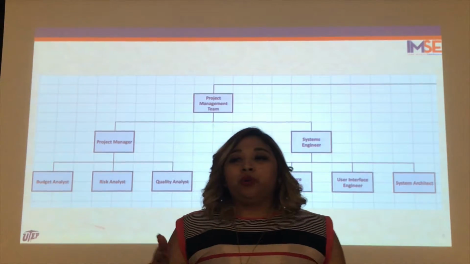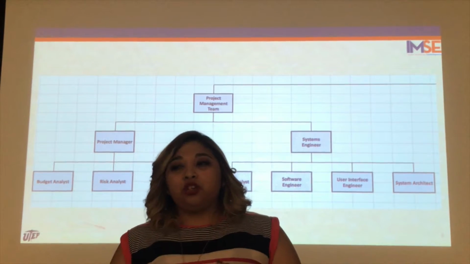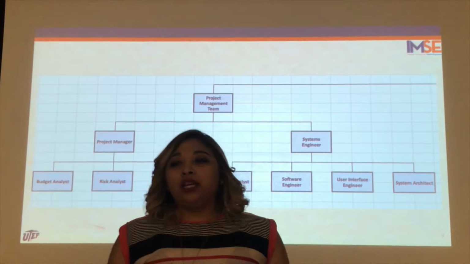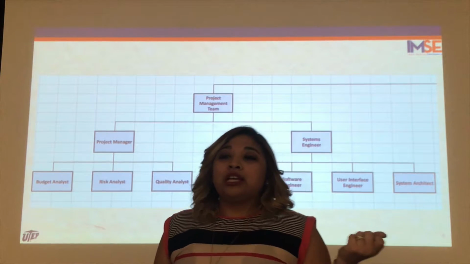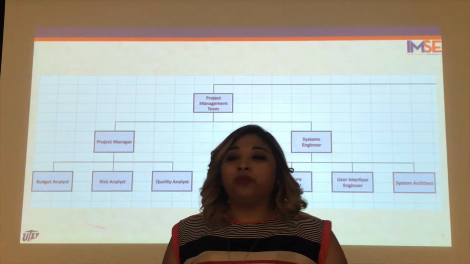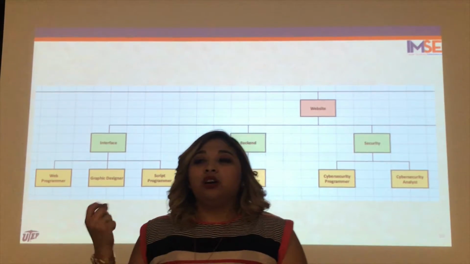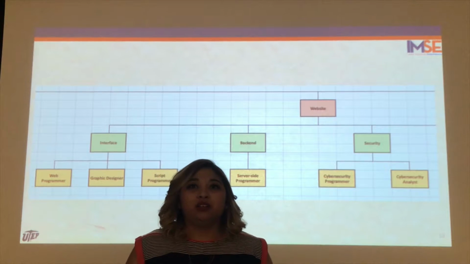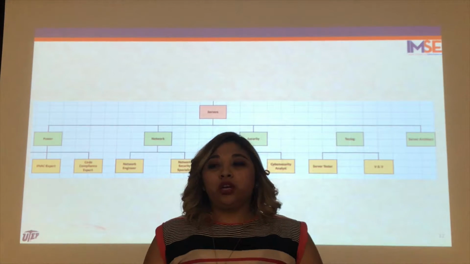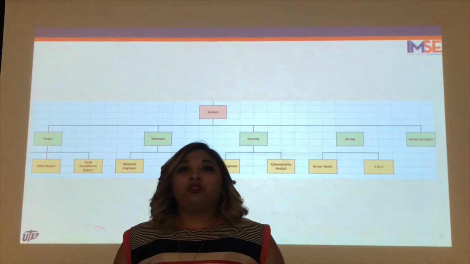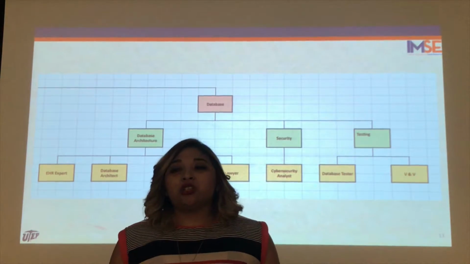First, we started decomposing our work breakdown structure. We began with the project management team, which has the project manager, budget analyst, risk analyst, quality analyst, systems engineer, security analyst, software engineer, user interface engineer, and the system architecture. Later, we have the website, which has the interface, backend, security, content, software architect, and the testing. Later on, we have the servers, which break down into the power, the network, security, testing, and the server architect. And finally, we have the database, which breaks down into the database architecture, security, and testing.